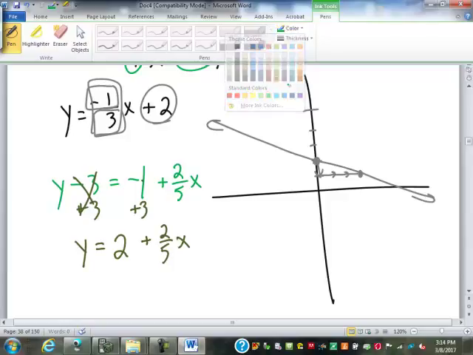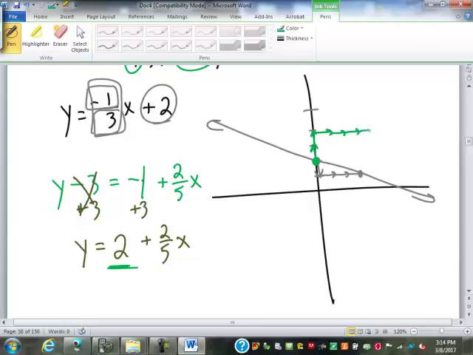To graph this, where am I going to start? Positive 2. So the same spot I started the last one. And from there, I'm going to go up 2 and over 5. Very good. So there's my second point. There's my graph. Pretend my lines are straight.